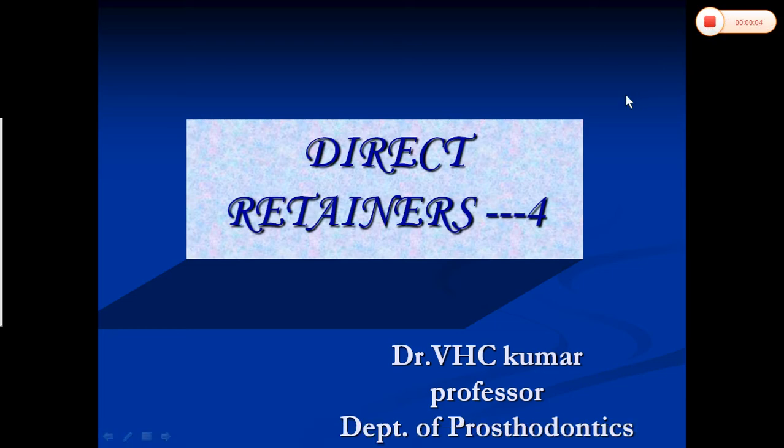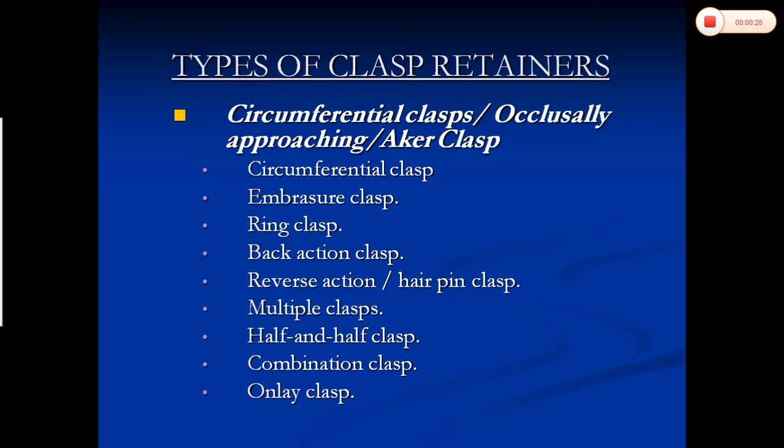Good morning, students. As part of our direct retainers class, next we will be seeing different types of occlusally approaching clasp and gingivally approaching clasp. In occlusally approaching clasp, the basic design and clasp assembly we have already discussed. Next, what are the different types or forms of clasp in the occlusally approaching class?